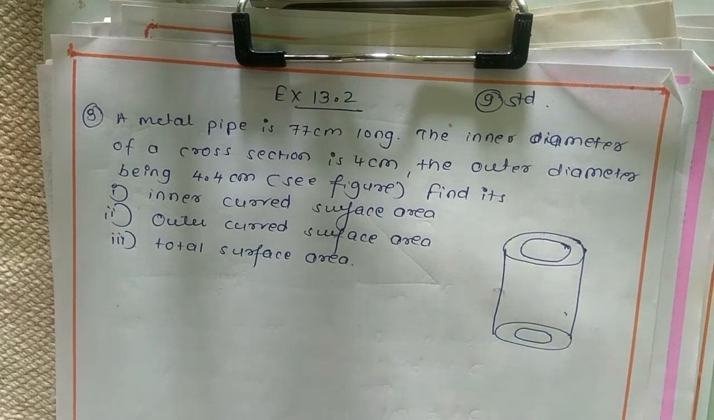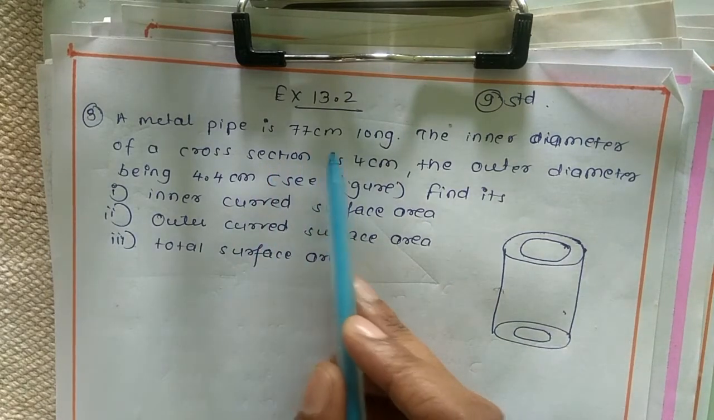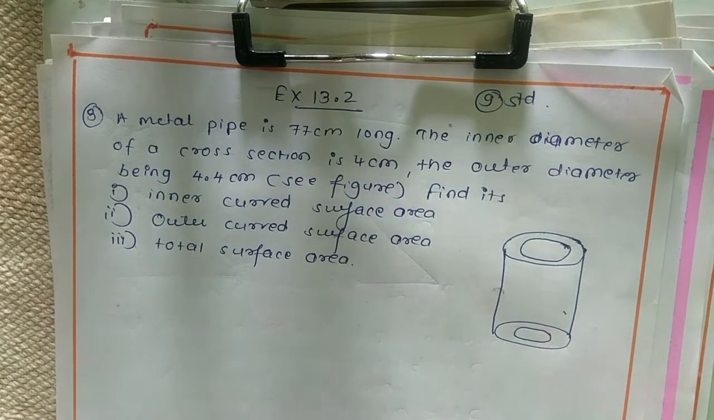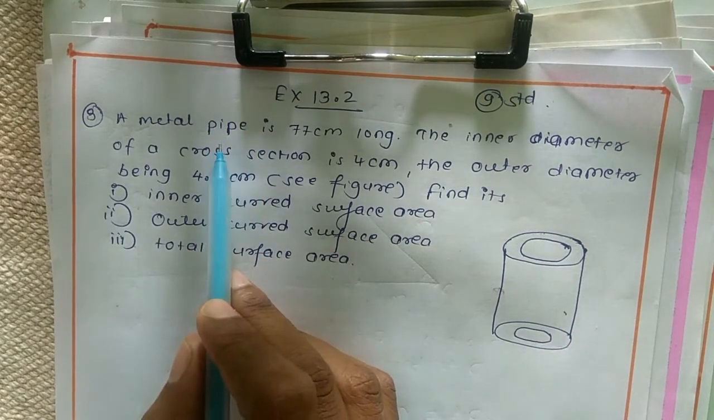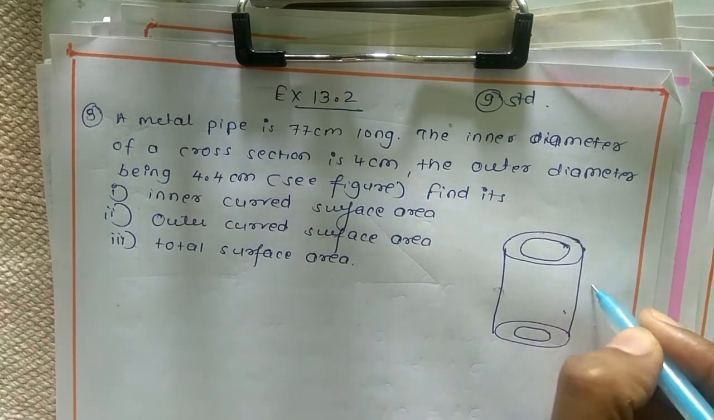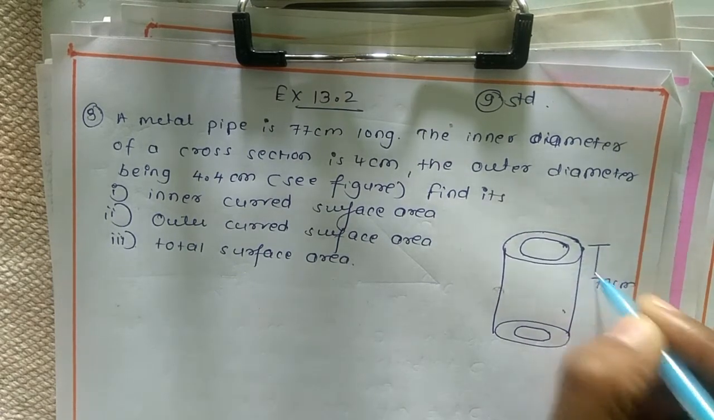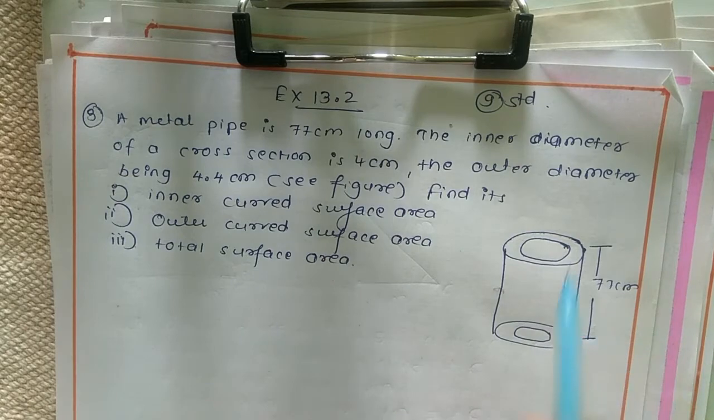Let us take this is the pipe. So the metal pipe is 77 centimeter long. When length is given, that is nothing but the height. And the pipe, the shape is a cylinder. So let us take this is given, 77 centimeter. This length, or you can take as height.